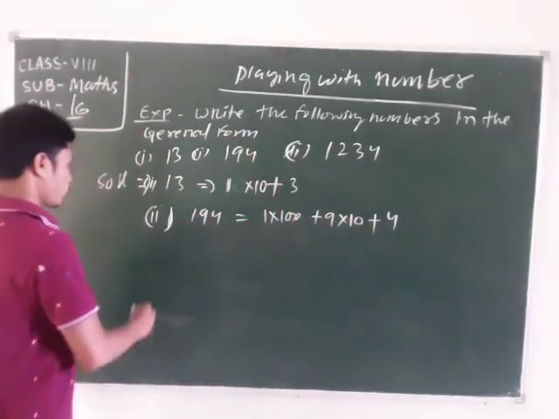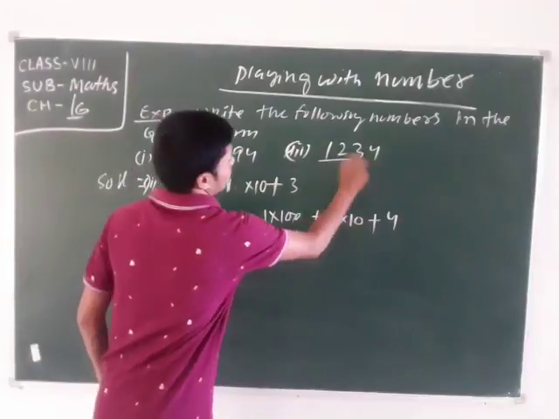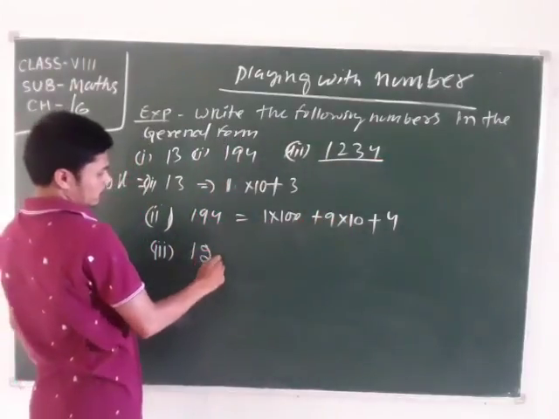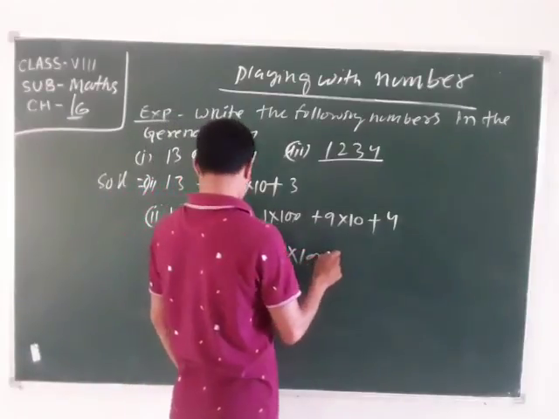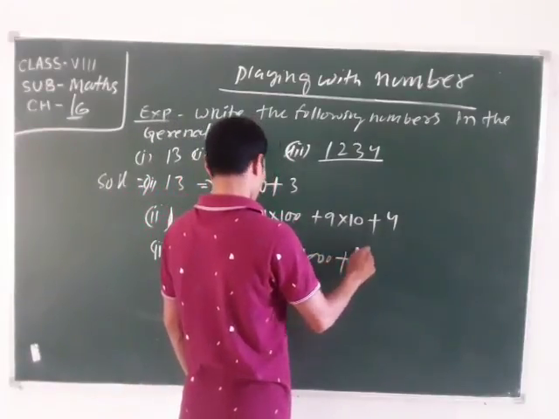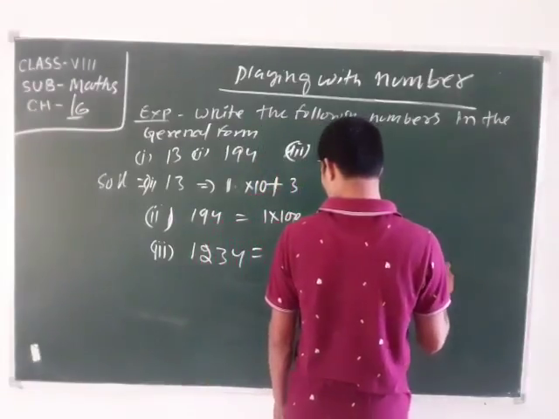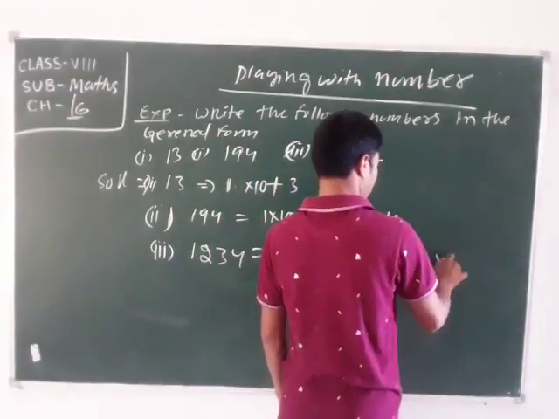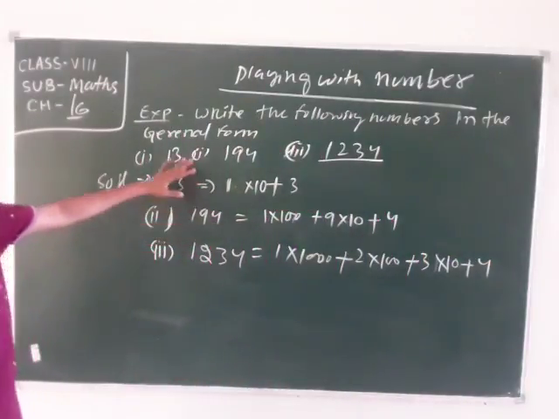Now the third one. You can solve for the third. 1234 is there: 1 into 1000, 2 into 100, 3 into 10 plus 4 is there. Then you can write it in the general form like this.